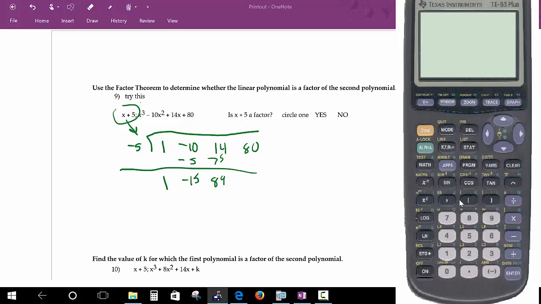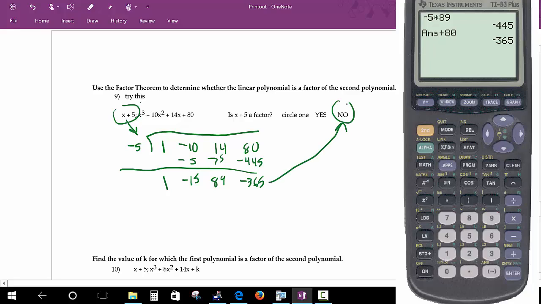So if we went ahead and finished up the details, then negative 5 times 89 is going to give negative 445. And then if we add 80 to that, you get into some pretty big numbers, so you'll get negative 365. Okay? So that means the answer is no, because the remainder is not 0. That's it. So it's arithmetic.